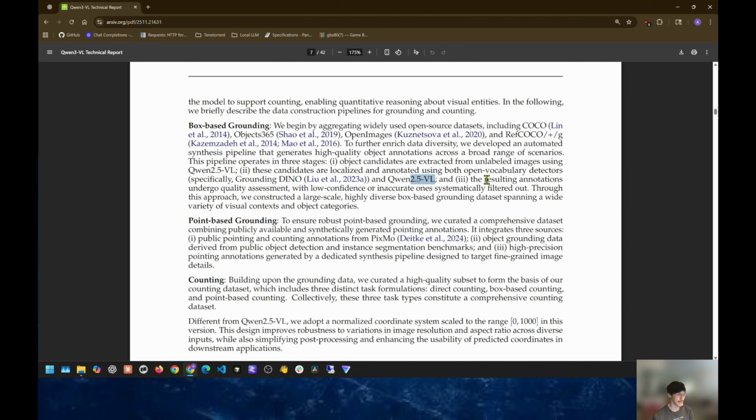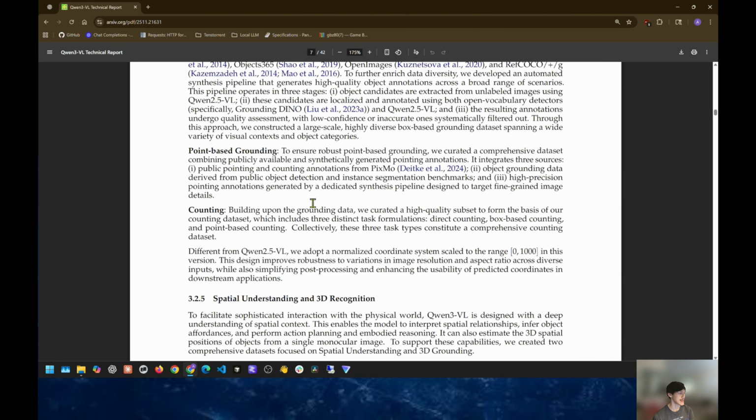The resulting annotations undergo quality assessment, with low confidence or inaccurate ones systematically filtered out. Through this approach, we constructed a large-scale, highly diverse box-based grounding dataset spanning a wide variety of visual contexts and object categories.